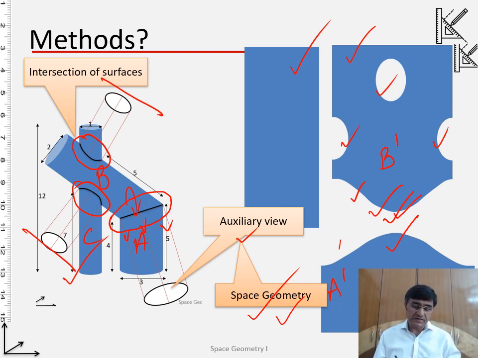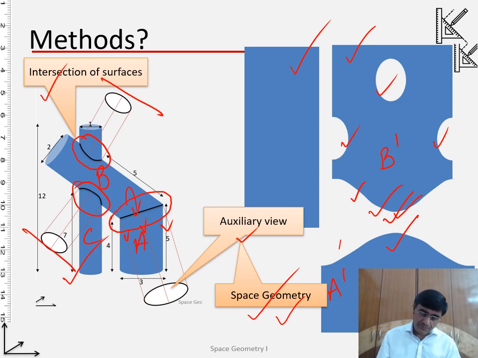So in this case, we will be discussing the intersection of solids. Once there is one solid, there is another solid, and these solids intersect. Or for example, if there is a line and there is a plane and the line is intersecting the plane, where is the point of intersection? Those kinds of problems we will be solving in intersection of surfaces or intersection of solids.